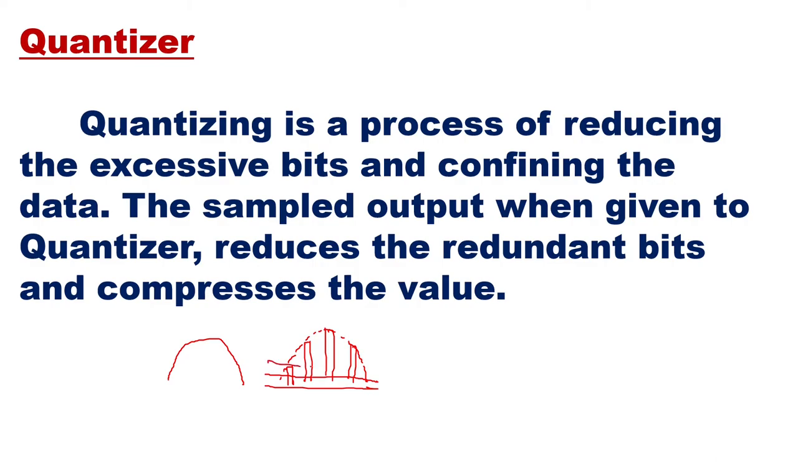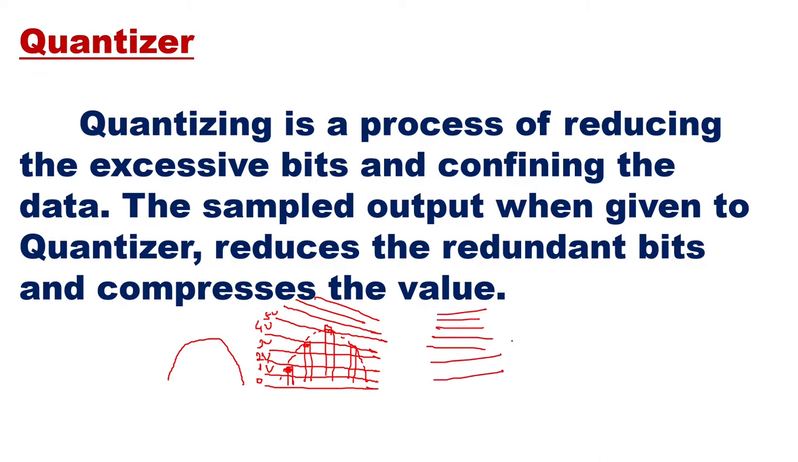Say if you have 8 levels, then you can generate a 3-bit code word, and then you check where the amplitude of the sample is going to lie. If this is 0, this is 1, if it is lying here, then you can take it as 1 volt, then if it is lying here, this is 2 volt, 3 volt, 4 volt, 5 volt, 6 volt, 7 volt. So in this way, you can superimpose with the levels. All these levels will come like this, horizontal fixed levels.